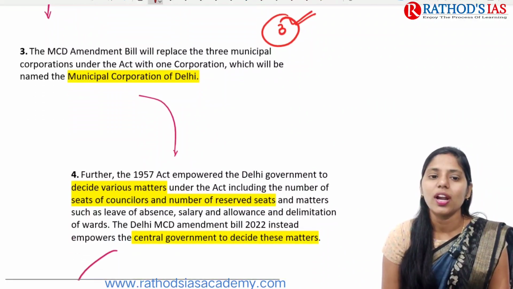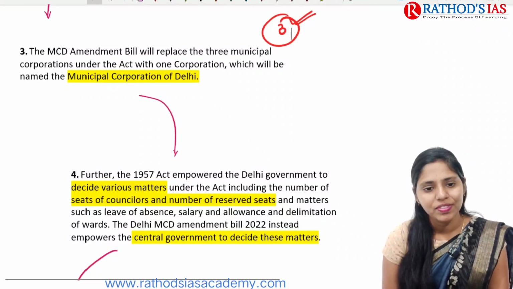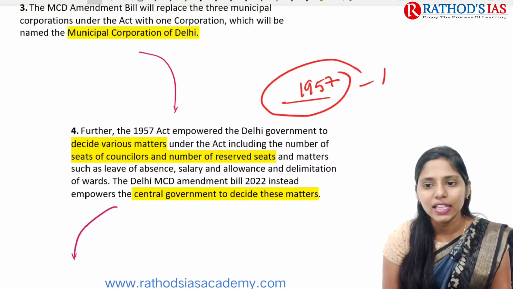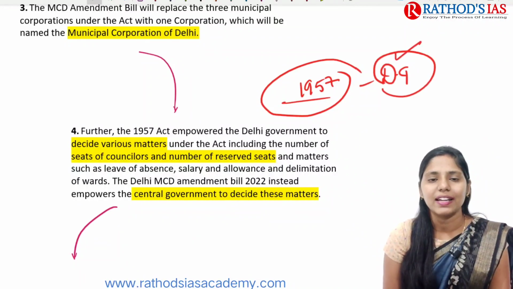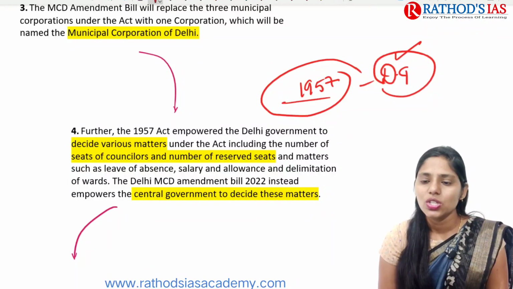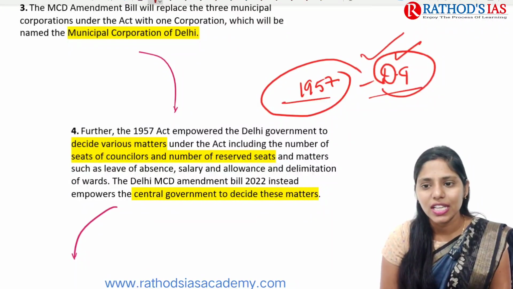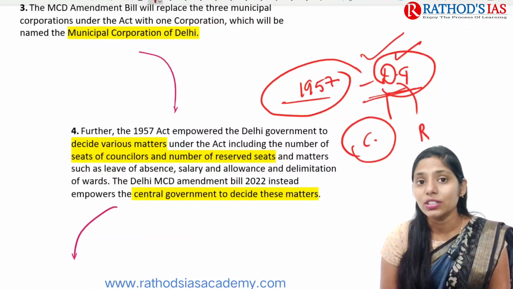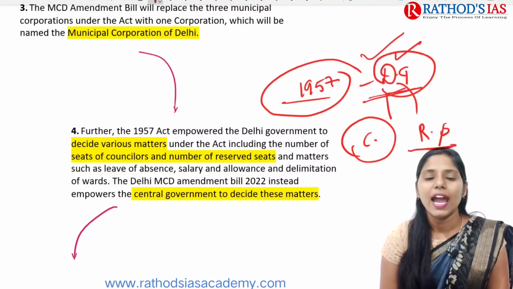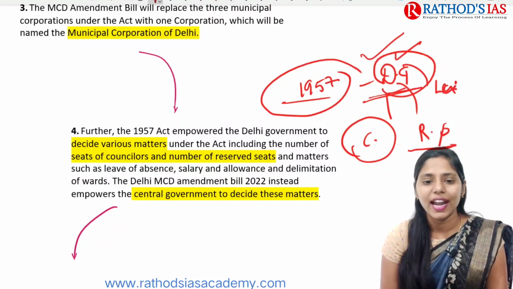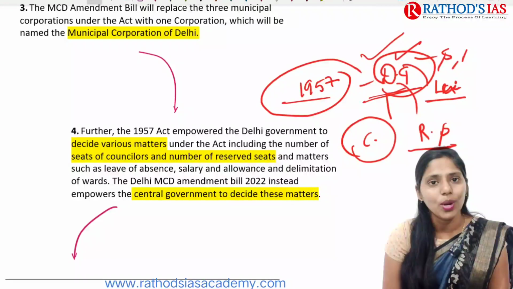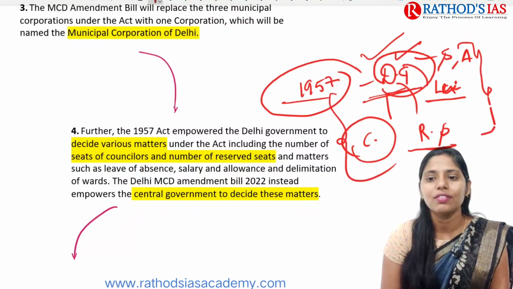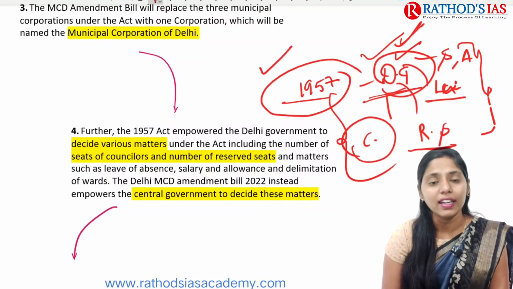And this corporation is called the Municipal Corporation of Delhi. Further, this 1957 Act mainly empowered the Delhi government to decide various matters under this Act. It gives some power to the Delhi government regarding councillors, seats of councillors, reserved seats, matters regarding leave and absence, salaries, allowances, and delimitation of the wards. So these are some important powers which are given to the Delhi government under this Act of 1957.